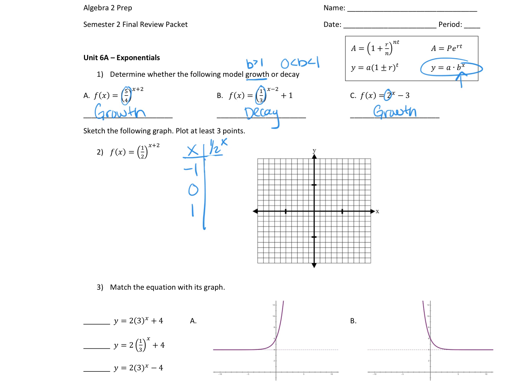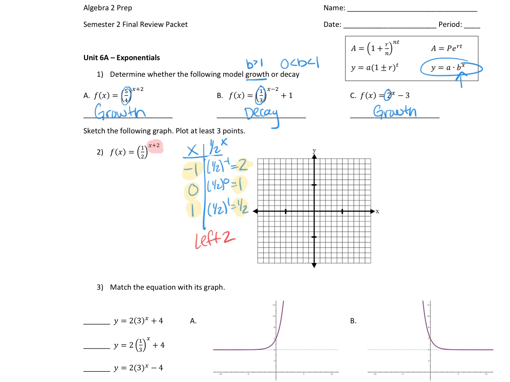1/2 to the negative 1 power is 2. 1/2 to the 0 power is 1. 1/2 to the first power is 1/2. So I'm going to plot these points, but then I'm going to move them all with this transformation here, which tells me I'm moving them all left 2.